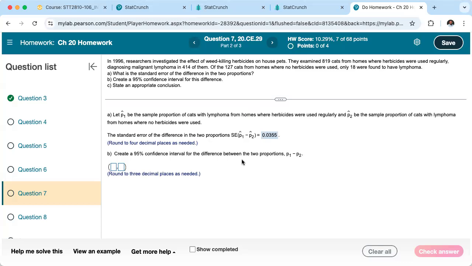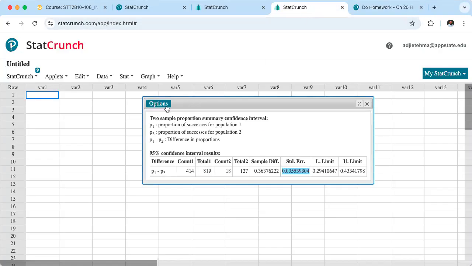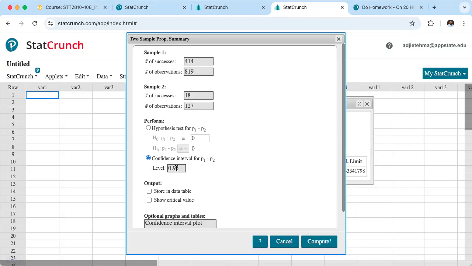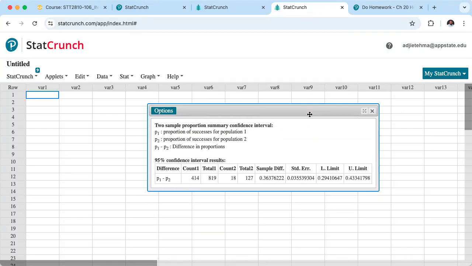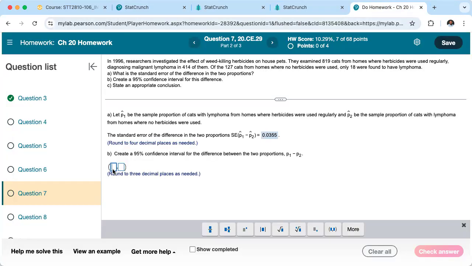And then the second one says to create a 95% confidence interval. To do that, I'll just go to Options, Edit. Make sure that here is what? 95. Is that okay? Make sure that here is 95. Yours could be 99, but mine here is 95. So make sure that this is correct. And then the lower is what? 0.2941. The upper is 0.4334. So let's input them to 3 decimal places. 0.294, and then 0.433.